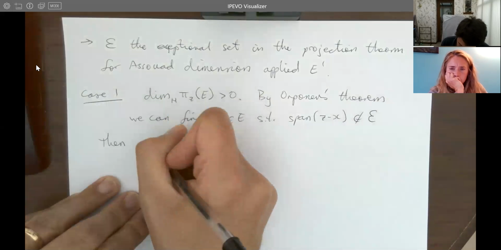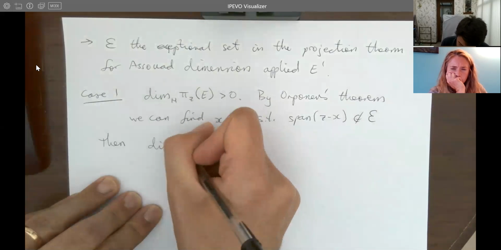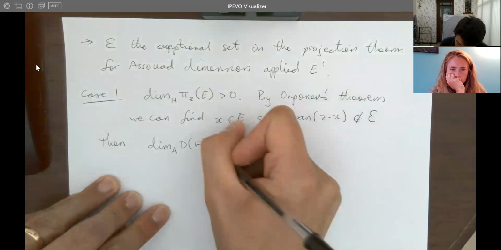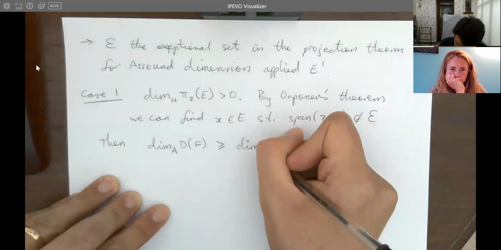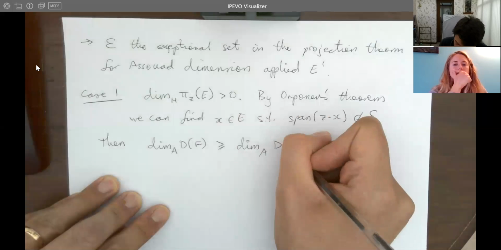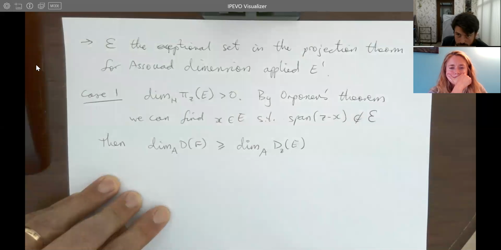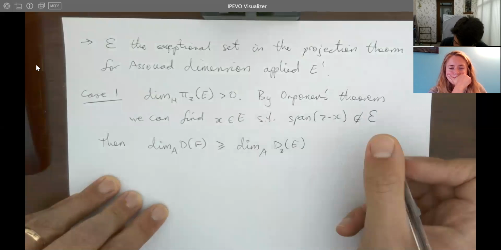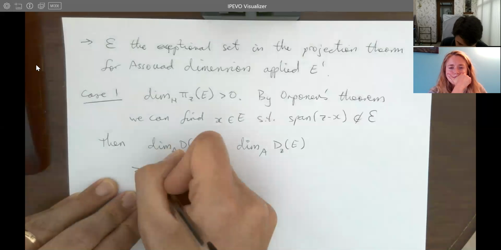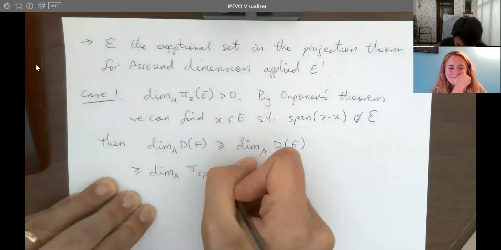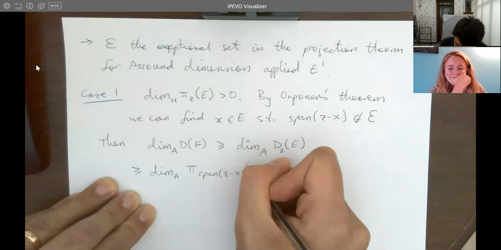Then the Assouad dimension of the distance set of F, which is the thing I want to study, is bounded below, this is not immediate, but this is something which is well known, by the Assouad dimension of the distance set of E, because E is a tangent to F, and moreover I can take the pinned distance set, and the Assouad dimension would only go down because the pinned distance set is a subset and Z belongs to E. Now this is at least the Assouad dimension of the projection onto the span of Z minus X of E prime.